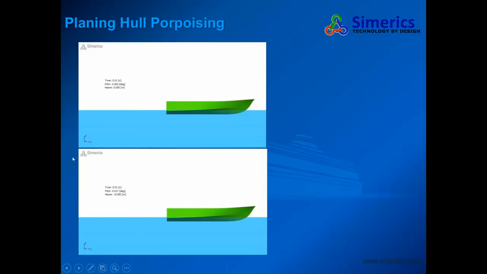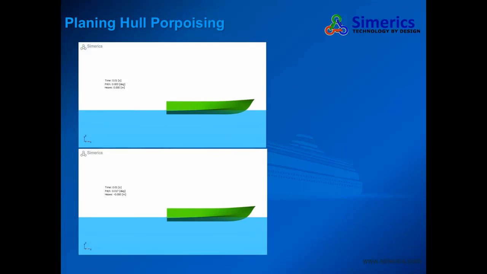So the next one we are going to talk about is porpoising, because porpoising is a big problem for planing hulls. Sometimes it's just really annoying. And for this one, as you see, we have two almost identical hulls here.